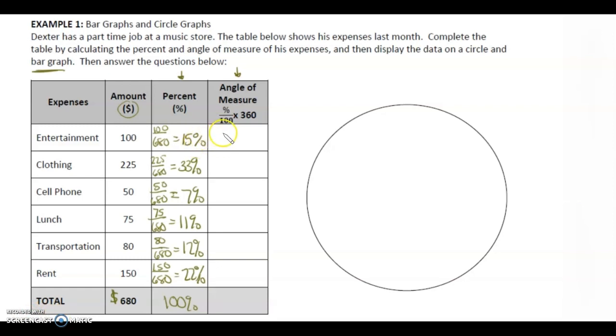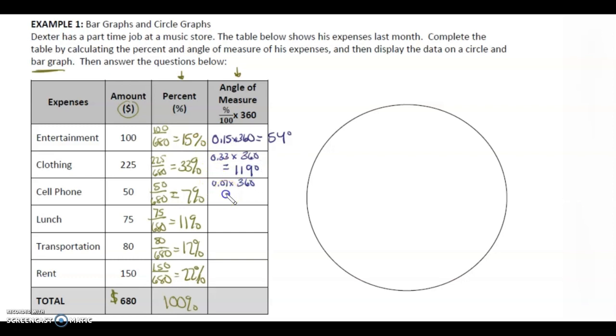Okay, so 15%, which is 0.15, we multiply that by 360 degrees. This is going to be too big, but that's okay. And we get 54 degrees. Okay, clothing, 0.33 times 360 degrees, right? So we're thinking, what's 33% of our entire pie? So our entire whole. Let's go 119 degrees.